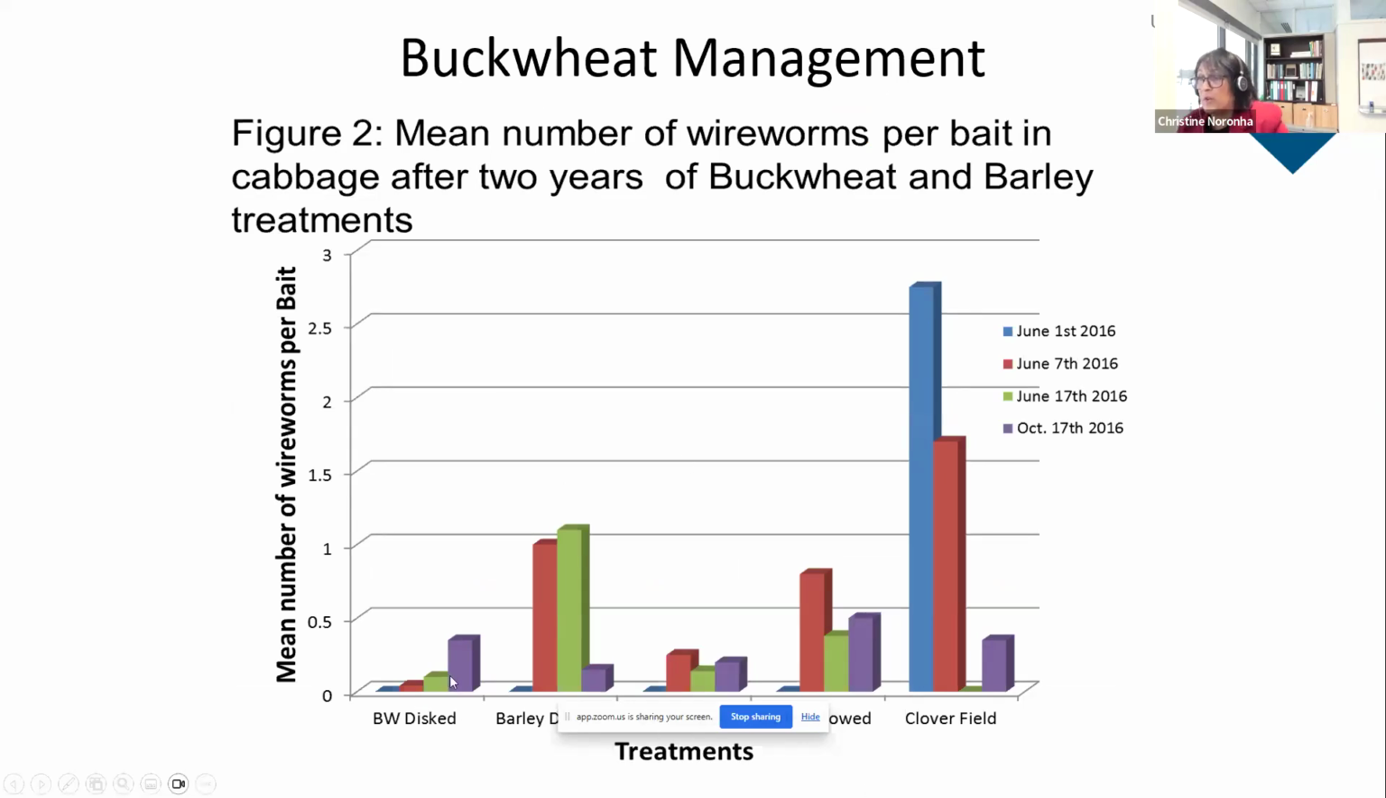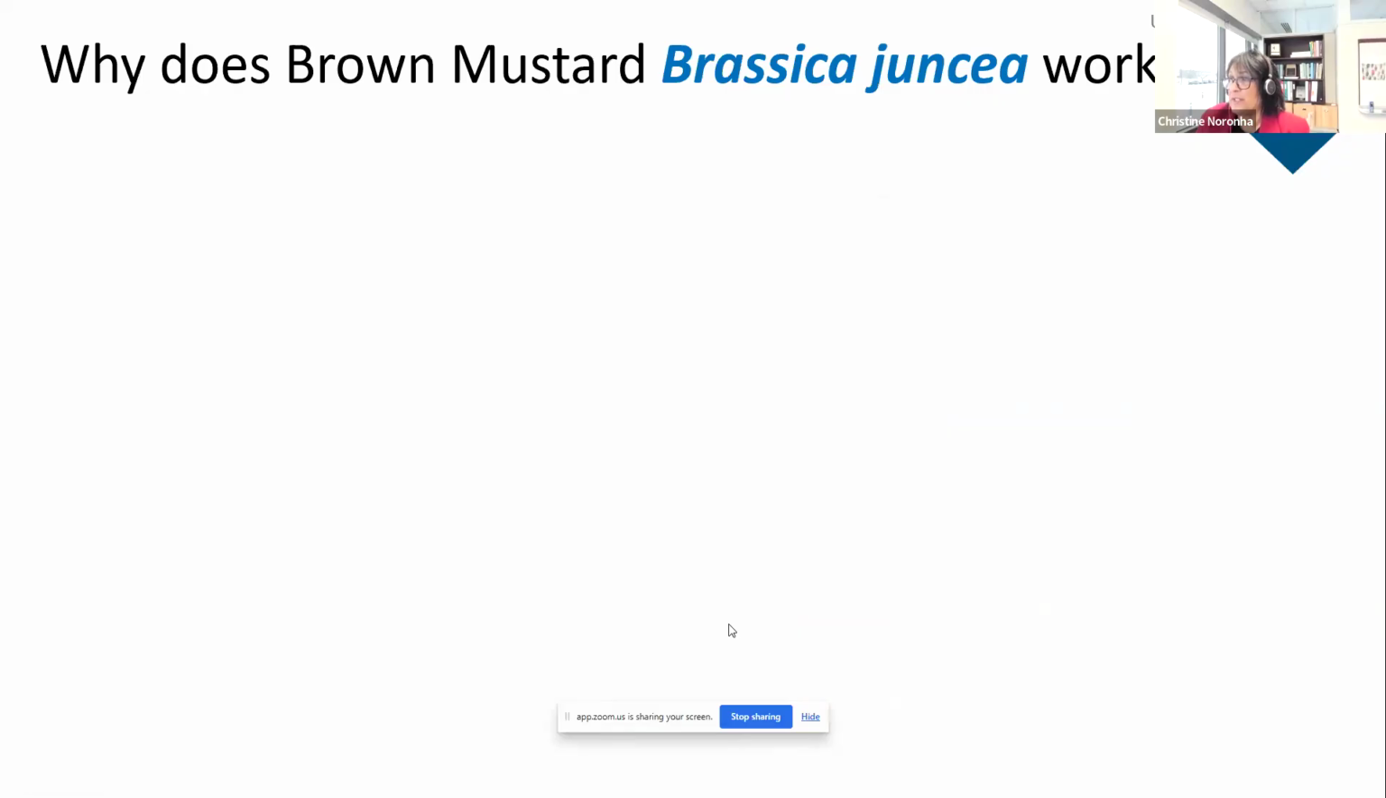We had fewer wireworms. This was done in a cabbage field, so we were actually trapping wireworms. And you can see it didn't matter if it was disked or if it was mowed. We still had significantly lower numbers in our buckwheat sections at least.